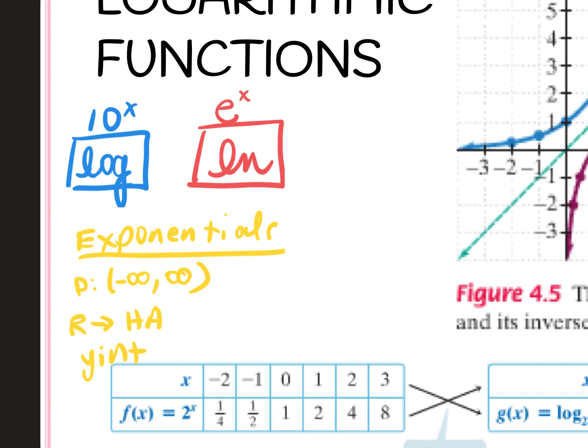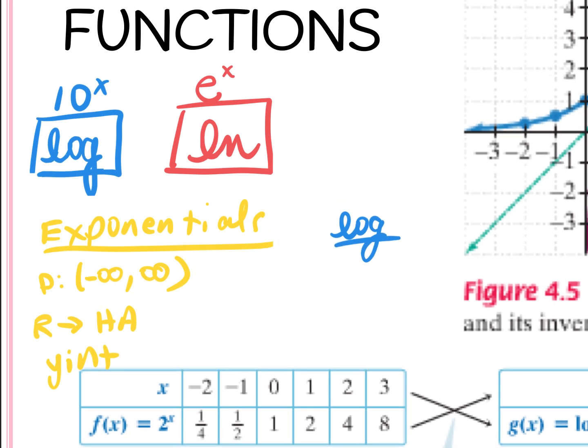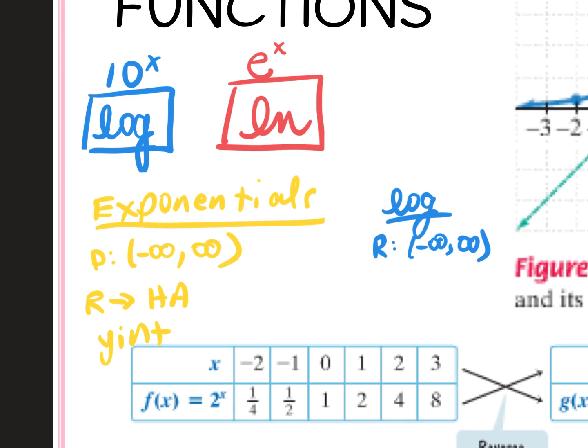When we talk about the inverse function, which is a log, or ln, logarithmic, the domain is not negative infinity to positive infinity. The range is. We're not finding the horizontal asymptote. We're finding the vertical. That is what is going to determine our domain. And then we're not going to find the y-intercept. What do you think we're going to find? The x-intercept. There will not be a horizontal.